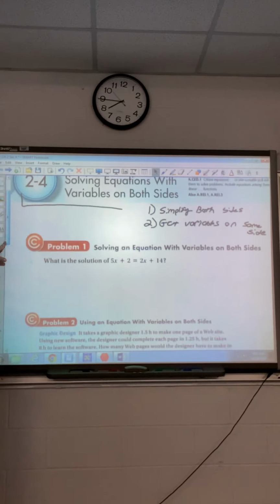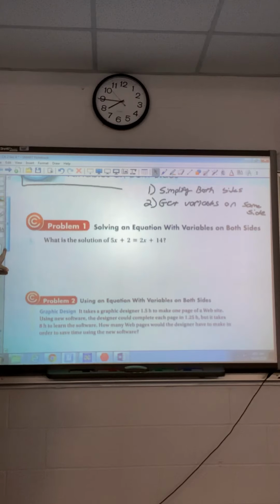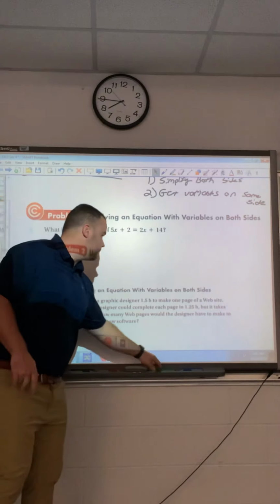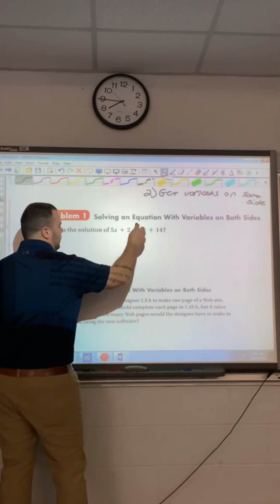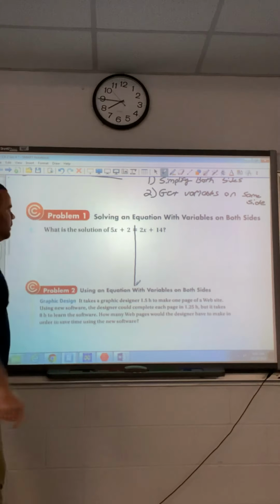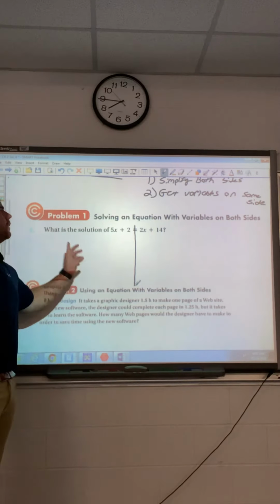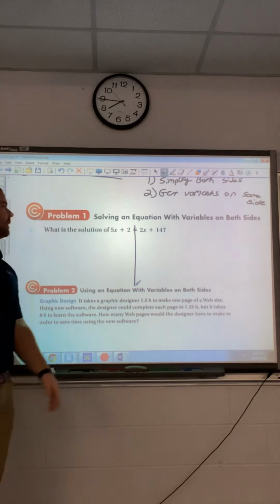All right. Let's go ahead and write this first problem down for me. 5x plus 2 equals 2x plus 14. Okay, 5x plus 2, 2x plus 14. First thing, simplify on both sides. Is there anything I can simplify on either side? Any like terms put together, any distributive property? No, I don't see any of that either, okay?